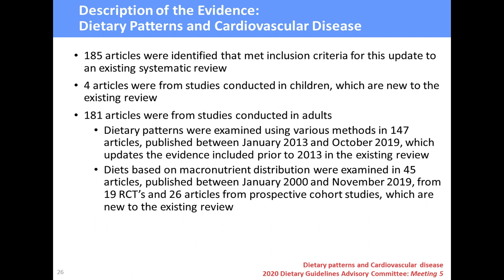185 articles were identified for the relationship between dietary patterns and risk of cardiovascular disease. 4 articles were from studies conducted in children, which add new evidence to the existing review. And 181 articles were from studies conducted in adults. Dietary patterns in adults were examined using various methods in 147 articles, which updates the evidence included prior to 2013 in the existing review. Diets based on macronutrient distribution were examined in 45 articles from 19 RCTs and 26 articles from prospective cohort studies, which add new evidence to the existing review. Next slide.